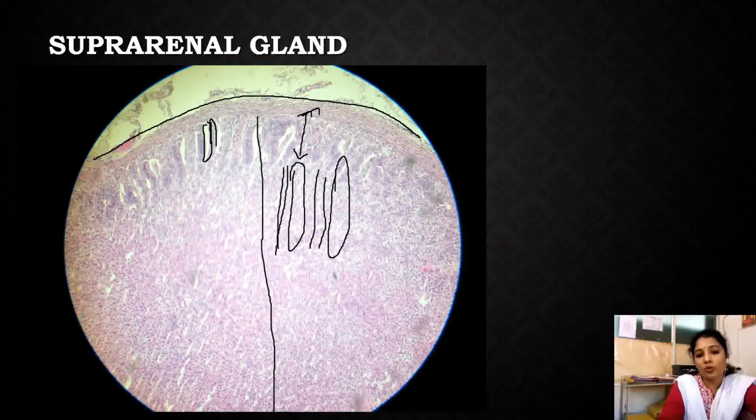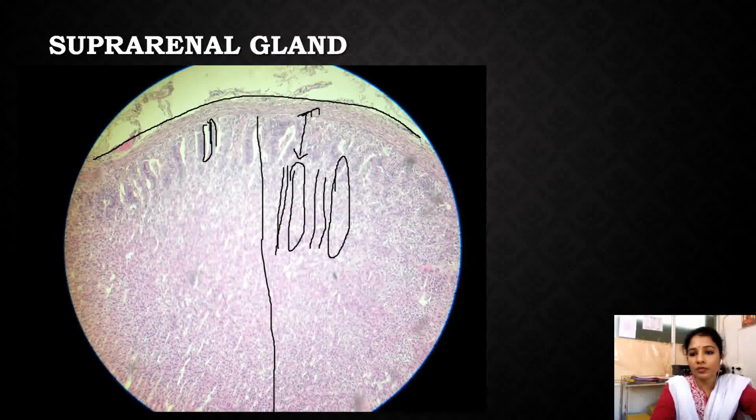And the deepermost part is called zona reticularis, where the cells are arranged like a meshwork, like reticular, like anastomosing and branching. So that is called zona reticularis. And the middle part of the suprarenal gland is called the medulla, and medulla contains chromaffin cells.